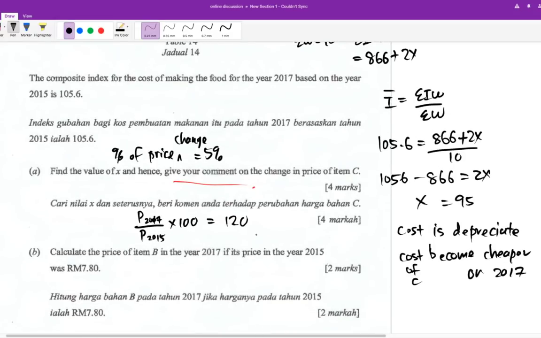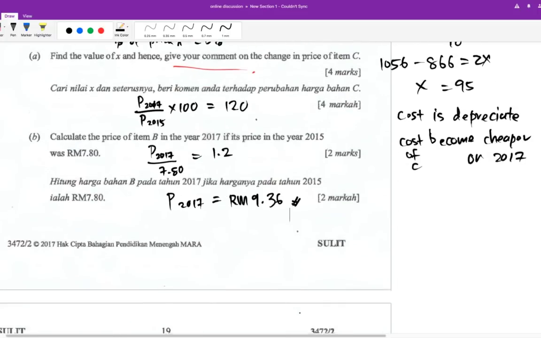Then you just substitute into this formula. The price for 2017 is unknown, which is what you want to find. The price for 2015 is RM7.80. The 100 moves over to become 1.2. Then you can easily get the price for 2017 by multiplying by 1.2. So 7.8 times 1.2, the price should be RM9.36. Alright, this is how we easily get the 2 marks here.